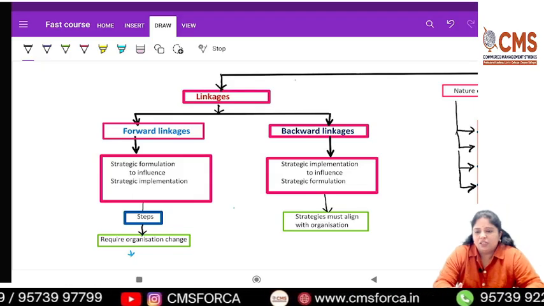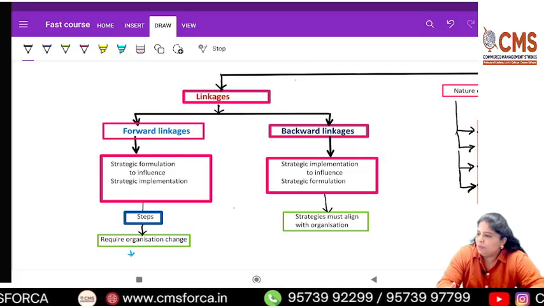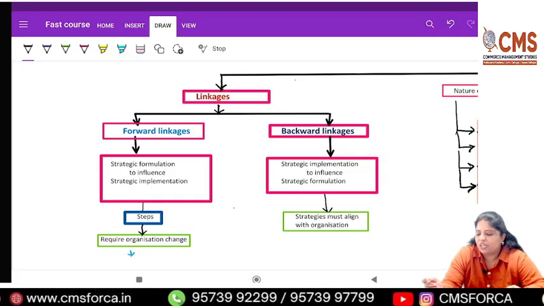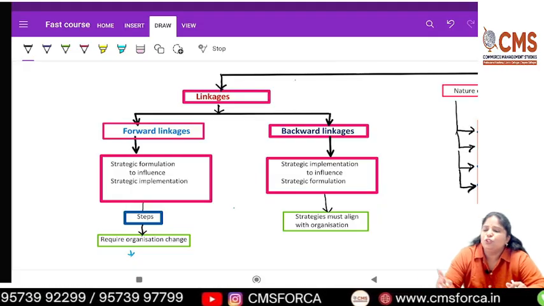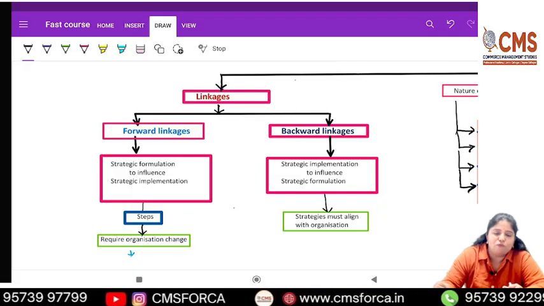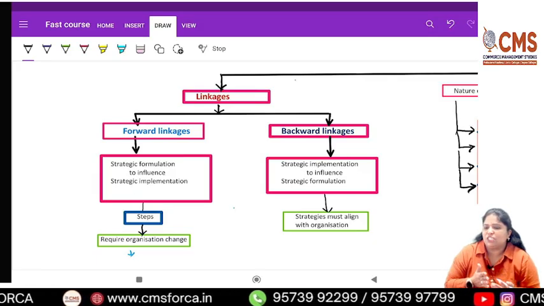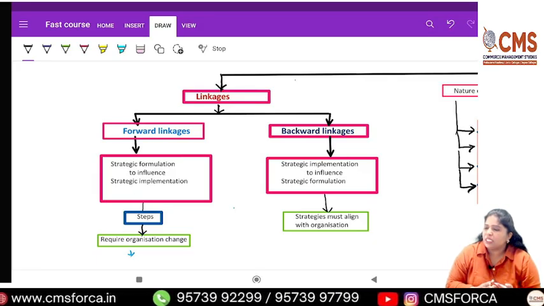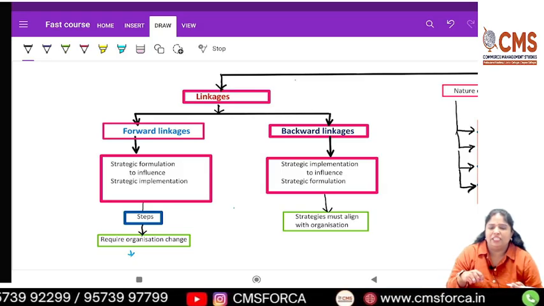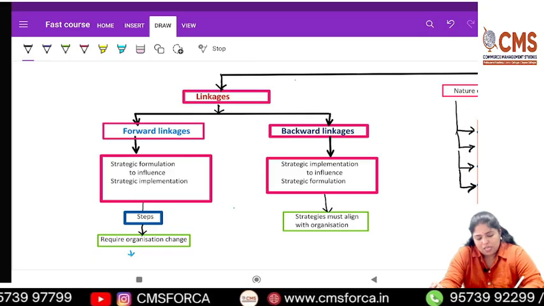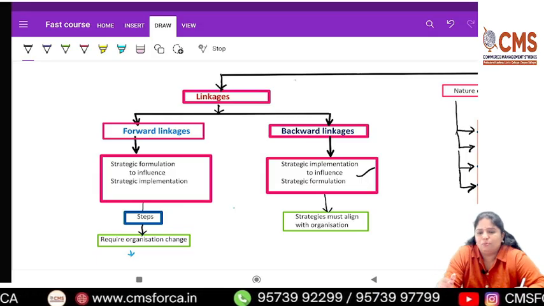Continuing our discussion further, as we are discussing two core concepts of strategic management, formulation and implementation. Proceeding further, we try to understand the linkages between formulation and implementation. We have two linkages between formulation and implementation, forward linkages and backward linkages. As you can make out from the term and it's suggestive of its purpose, under forward linkages, formulation will show effect on implementation. And in backward linkages, as you can read from here, strategic implementation will influence and impact formulation.